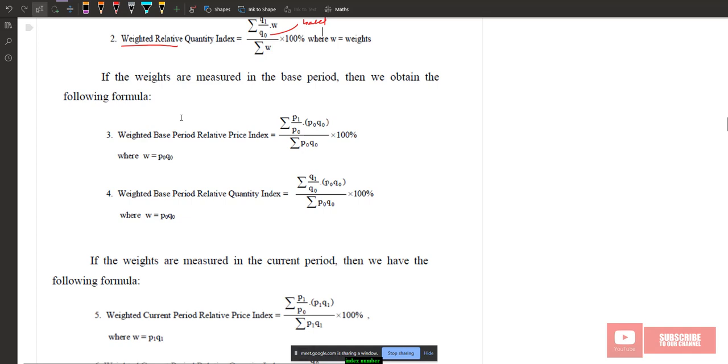So let's say we are saying that the weight is equal to the base year value, right? Normally the weight is the value of price and quantity together, right? So if you want to find weighted base period relative price index, the summation of P_t divided by P naught. So this is a big summation.